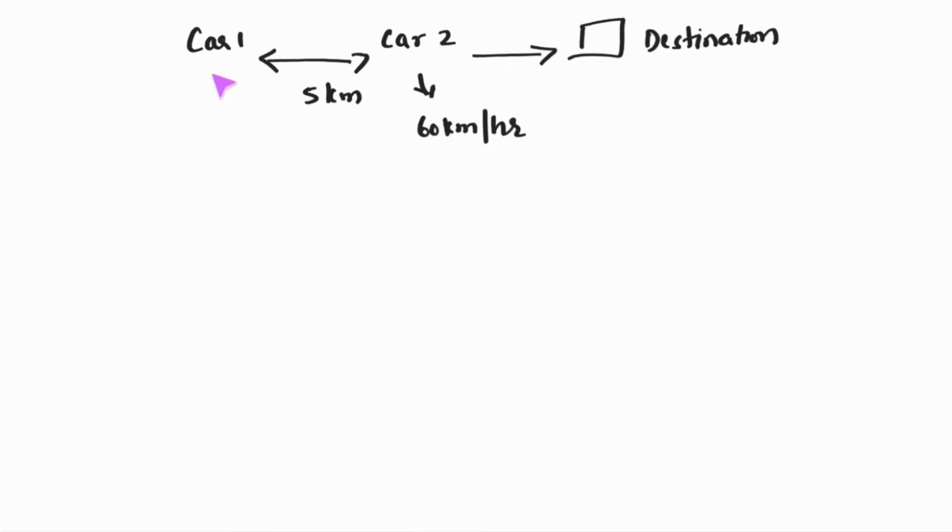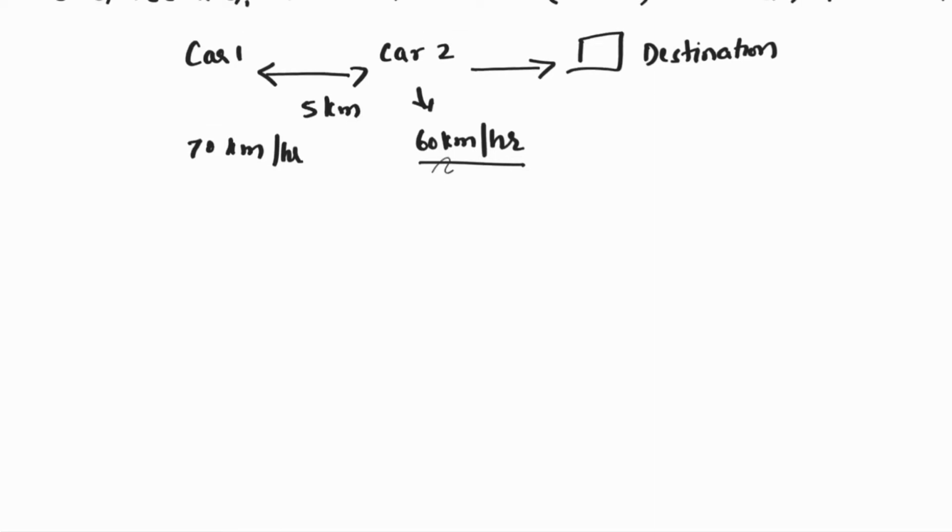Now, car 1 also wants to reach the destination at the same time as car 2. But it is 5 km behind car 2. In this case, the speed at which car 1 has to travel should be more than 60 km per hour. Say, for example, 65 or 70 km per hour. Roughly, I'm just using these numbers to demonstrate this change in speed. Now, say car 2 increases its speed to 70 km per hour. So what will happen to car 1? This one also will have to increase, so it will increase to 80.